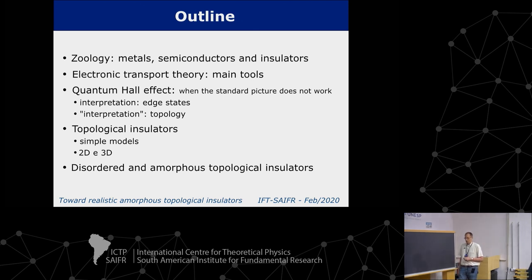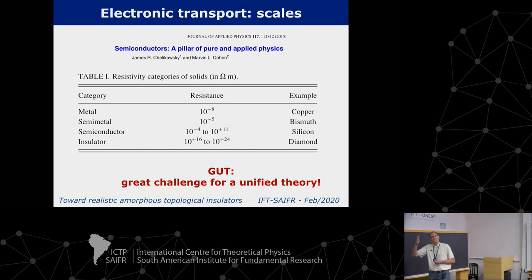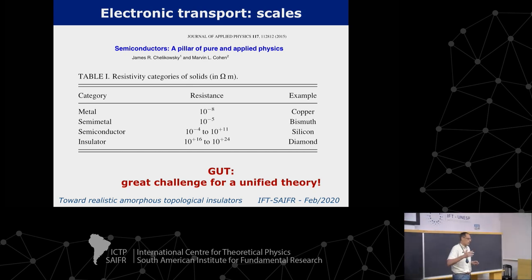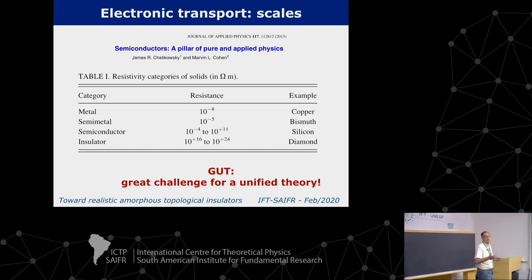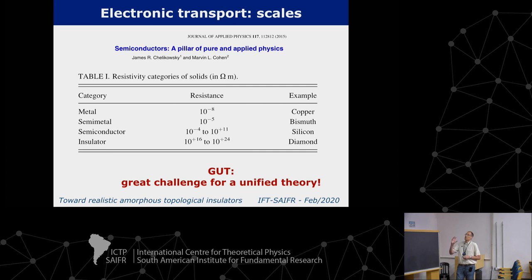So let's start from the very basic. Electronic transport, the scales, right? When you think about theory to model all different materials and their structural properties, electronic transport, heat transport, et cetera, when you go to transport, you are easily confronted with the following problem: you have to have a theory that will explain the metals, which have resistance of, in these funny units here, bulk units, 10 to the minus 8, which is very, very small resistance, up to insulators, which is 10 to the plus 24. So it spans more than 30 orders of magnitude.